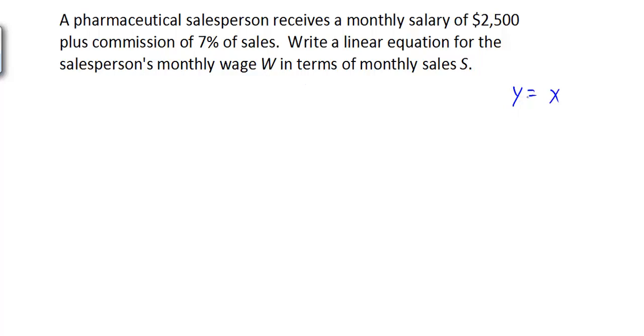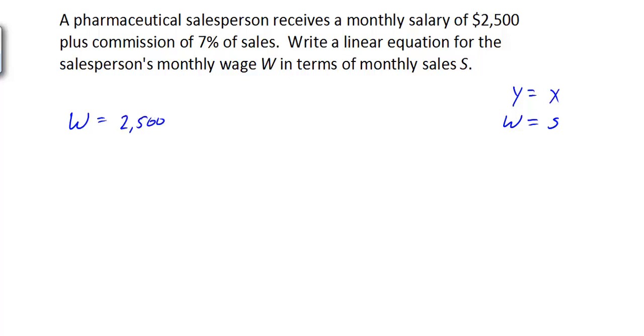So just like we normally would say y equals something, here we're looking at W equals something in terms of our variable S. In other words, our W is treated like we normally have our Y, and our S, the monthly sales, is representing our variable X. So how can we come up with an equation for how much this person is going to make? Well, the wages here are going to be equal to how much? We know that they're going to get a salary of $2,500. So that's a given.